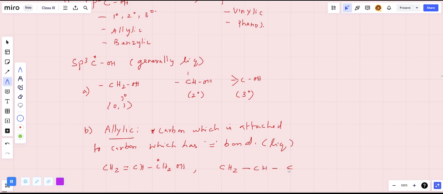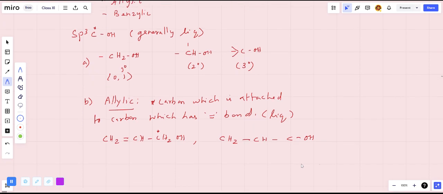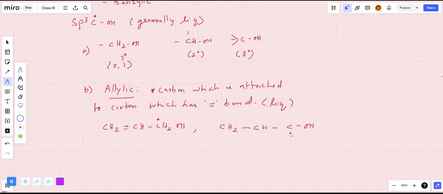So here OH, so that means this is a star carbon. Here the star carbon is primary. It may be a secondary or tertiary. If it is like this, this is a tertiary actually. This is a tertiary. This is also allylic. This is the primary. This is also allylic.